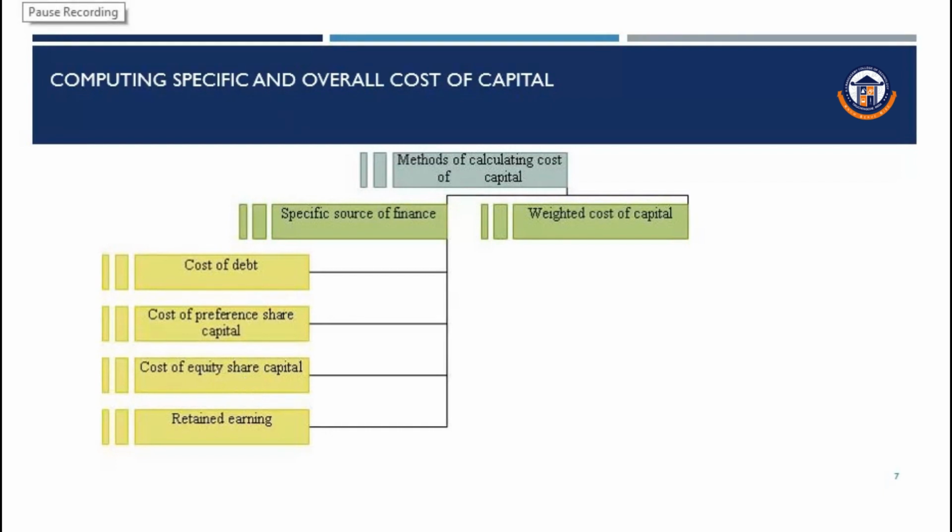Then the fourth one is retained earnings. The cost of retained earnings means the opportunity cost of the dividend forgone by the shareholders. This is retained earnings.